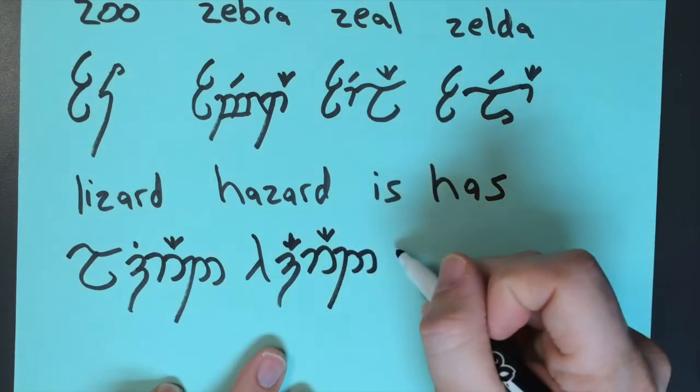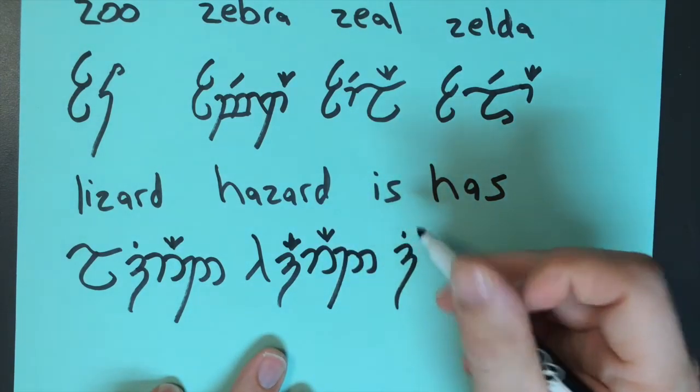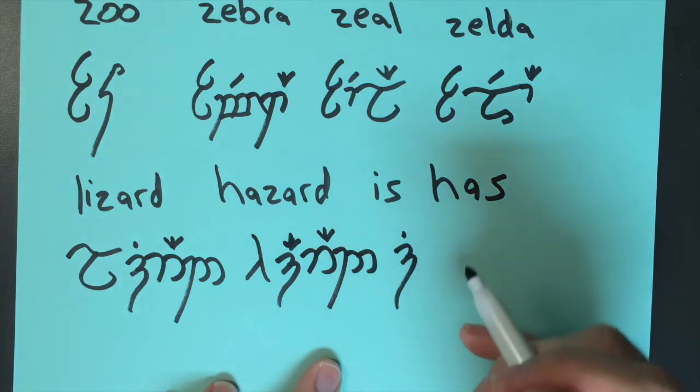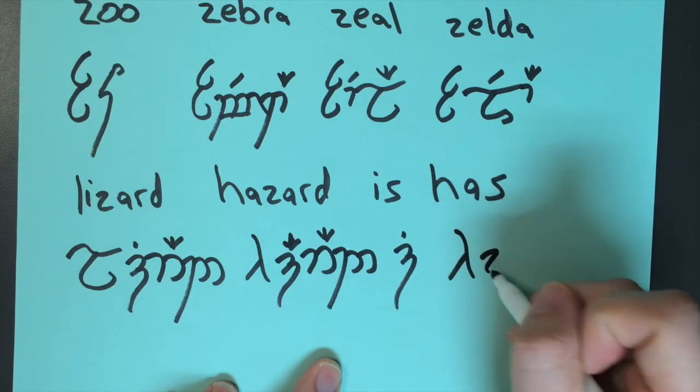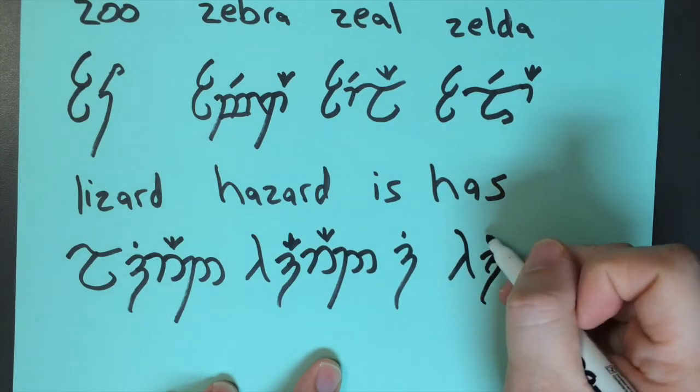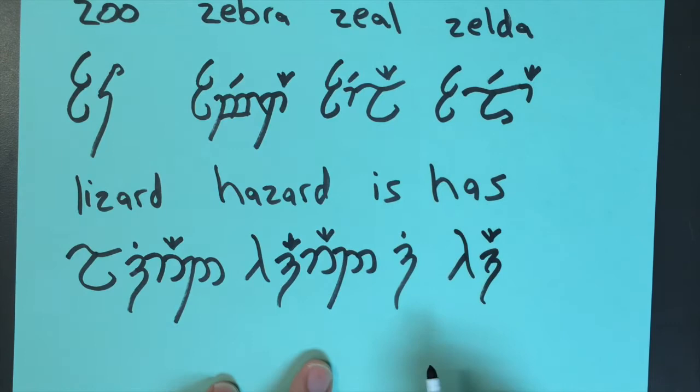For is, you just do the Z symbol like that, with an I on top. Has, you do the H, the Z like that, and then A on top, has. All right, that concludes part 7's words and examples. Let's move on to the riddle.